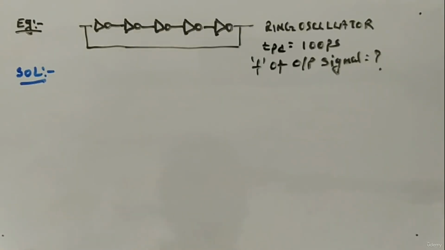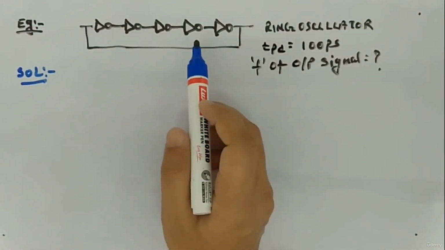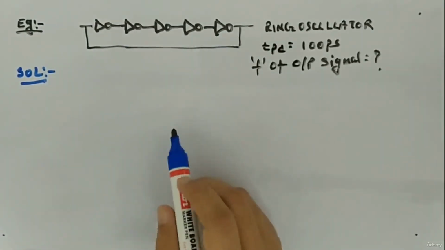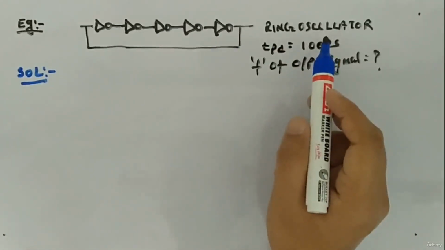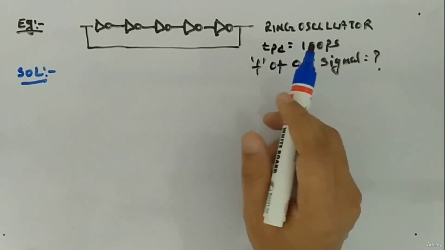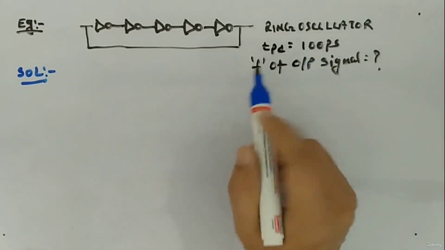Okay, now let's look at an example. An odd number of NOT gates or inverters are connected in feedback. You can say 3, 4, 5. Now it's called a ring oscillator. We will see more about the ring oscillator later on, when we see the sequential circuits.